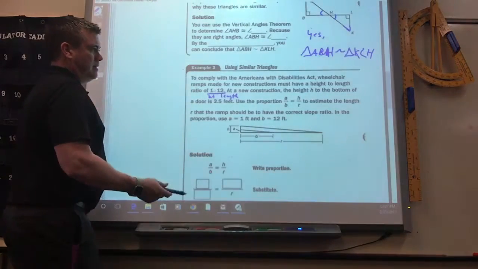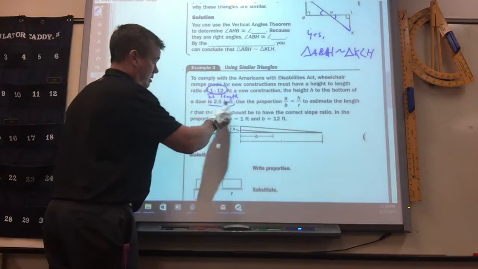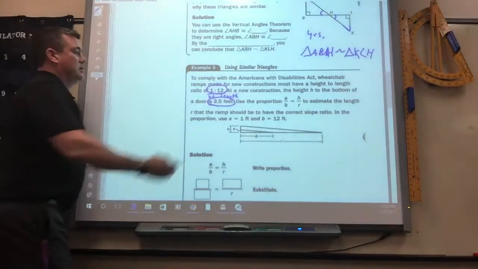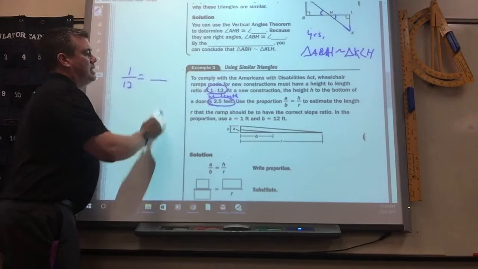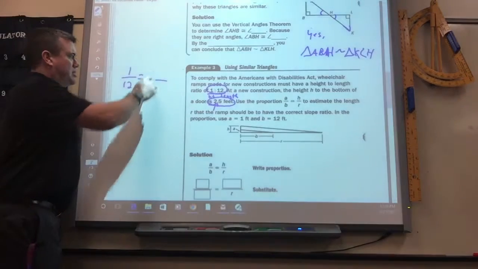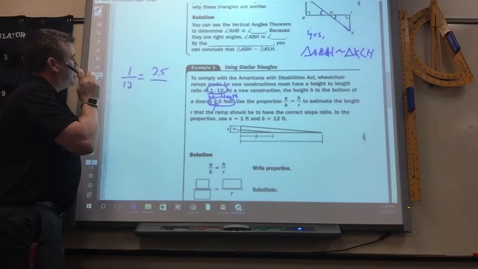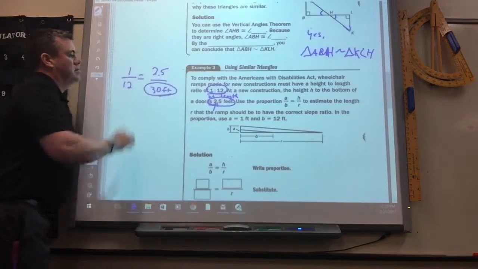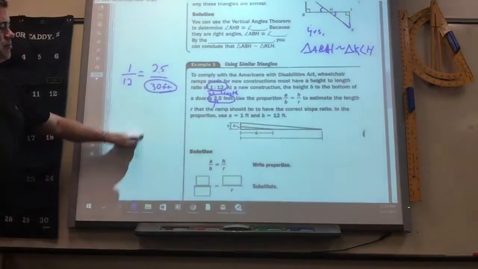So, we can use this to figure out, if the height to the bottom of the door is 2.5 feet, what the length is. So you just write a proportion. The height to length equals, so you just got to figure out where you put that. That's the height, yep. So it's just 2.5 times 12 divided by 1, which is 30. That one's kind of a scale factor problem, but they're the same type.